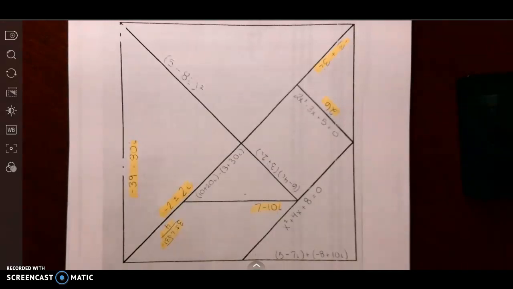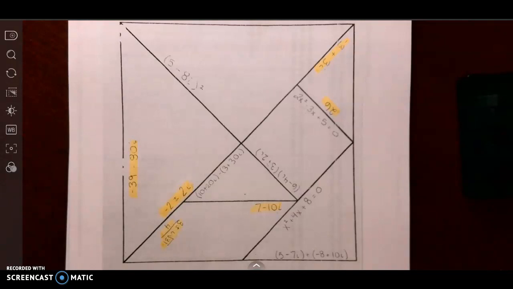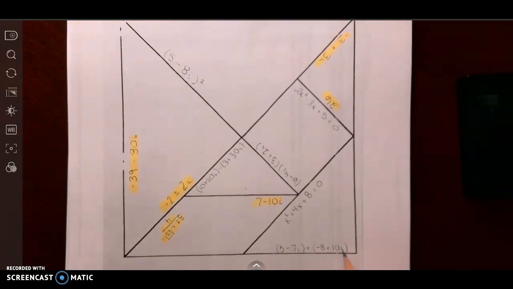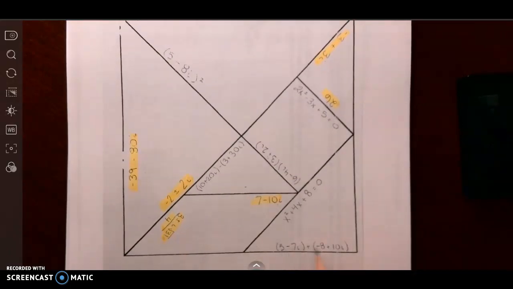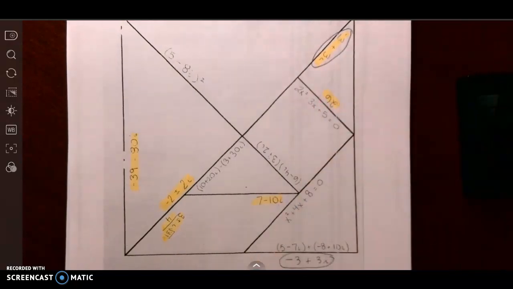I think that's it. And then what I have to do is go through and solve each of the problems, and I'll know I got it right if I can find my answer. For instance, let's do this one down here. Get my like terms together. 5 and negative 8 is negative 3. Negative 7i and 10i is 3i. So I'm looking for negative 3 plus 3i, and I see it right there. So then I can have confidence that I got the right answer.